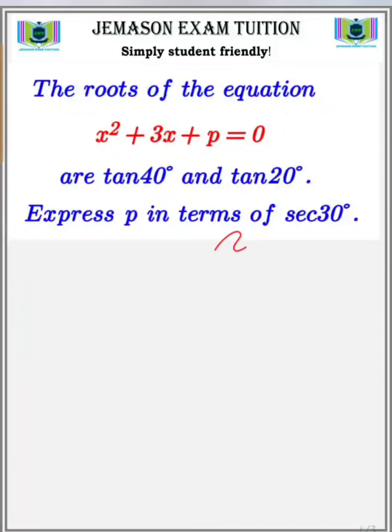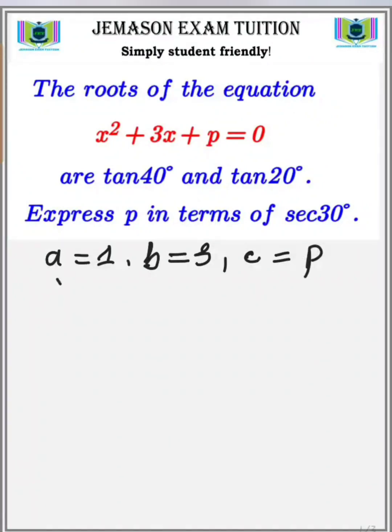At first, it looks frightful, but if you apply the normal rules that we know about the roots of a quadratic equation, and then with the manipulation of some trigonometric identities, you can always arrive at the result easily. Coefficient of x squared should be a, which is 1. Coefficient of x, which is b, is 3. And the constant term c is p.